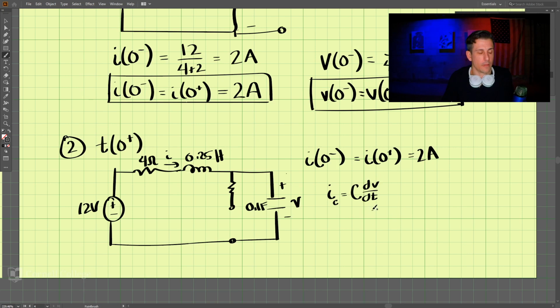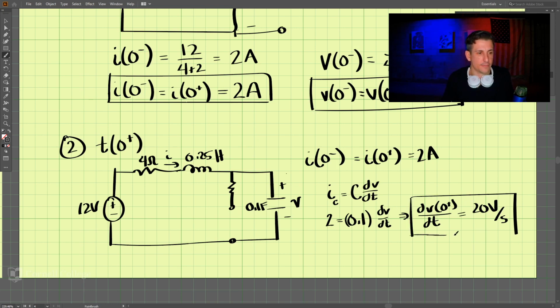C dV/dt. And if we know the current is 2 amps, and we have the capacitor, which is 0.1 here, we can figure out dV/dt. dV(0+)/dt is then equal to 2 divided by 0.1, which is 20 volts per second. So that is our answer for that.